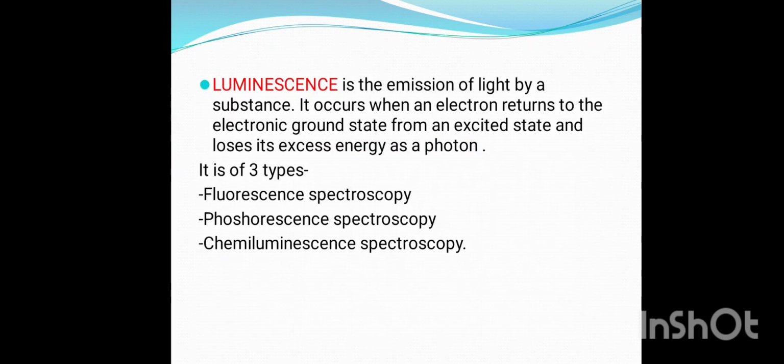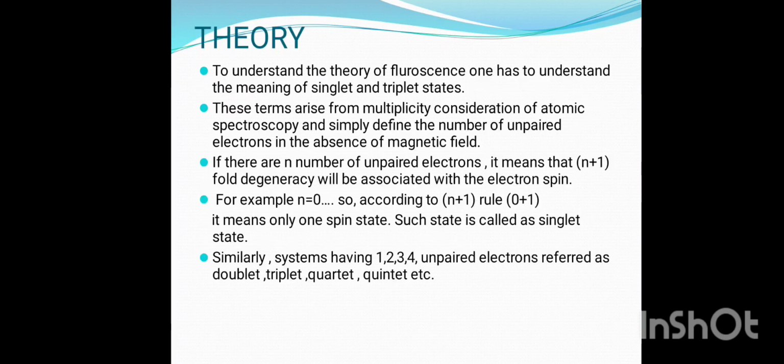This fluorescence is based on the concept called luminescence. Luminescence is the emission of light by a substance when the sample absorbs radiation. The electrons go from the ground state to the excited state, and in the excited state the electrons are unstable and they come back to the ground state. While coming back to the ground state, they emit light as they lose the excess energy as a photon. Depending upon this, there are three types of spectroscopy: fluorescence spectroscopy, phosphorescence spectroscopy and chemiluminescence spectroscopy.